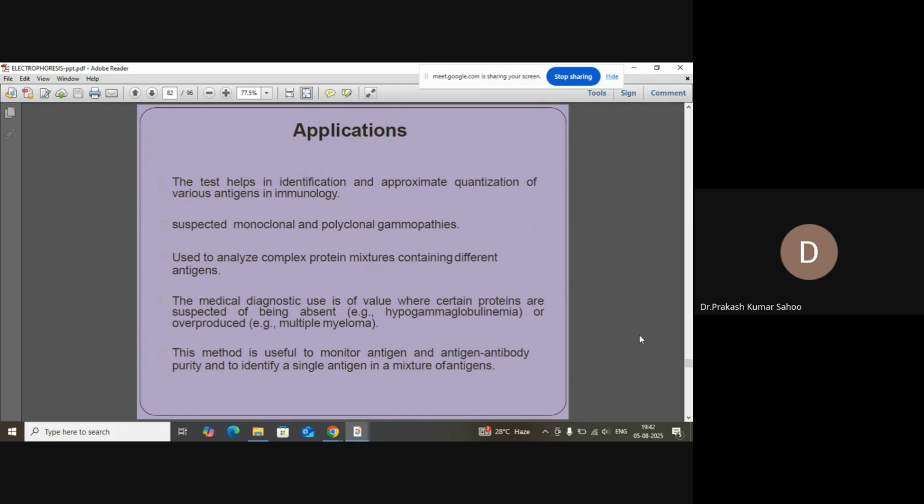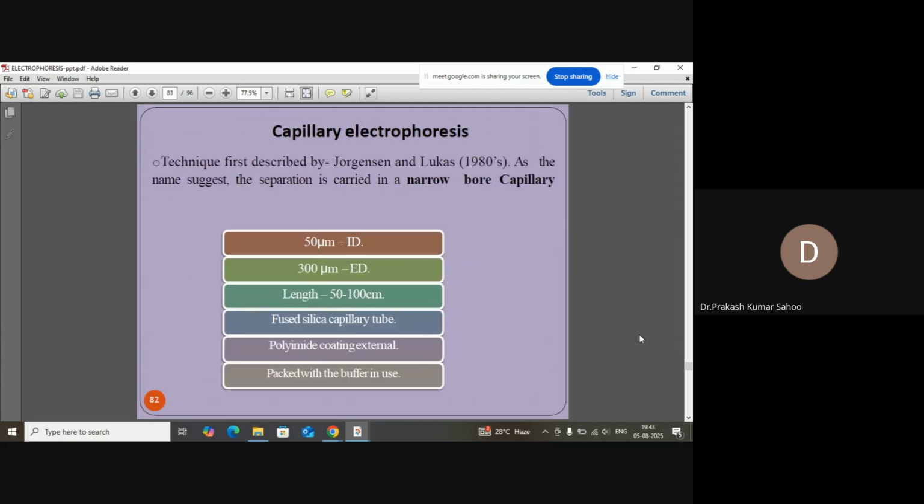This is the application we have. The test helps in identification and approximate quantitation of various antigens in immunology. Monoclonal and polyclonal gammopathies are suspected and it is used to analyze complex protein mixtures containing different antigens. It has medical diagnostic uses where certain proteins are suspected of being absent. This method is useful to monitor antigen and antibody activity.